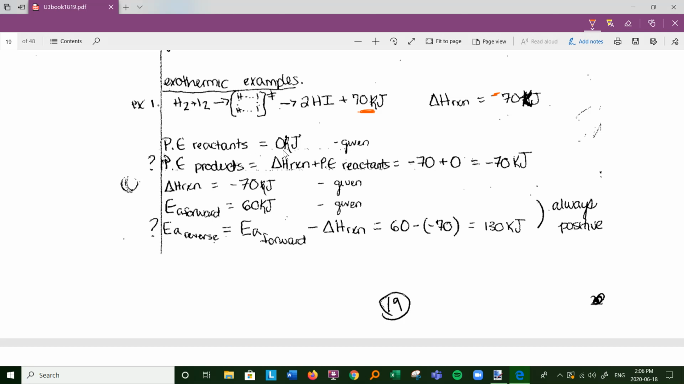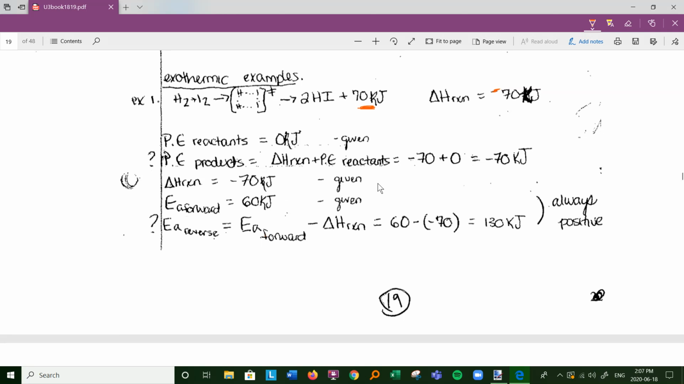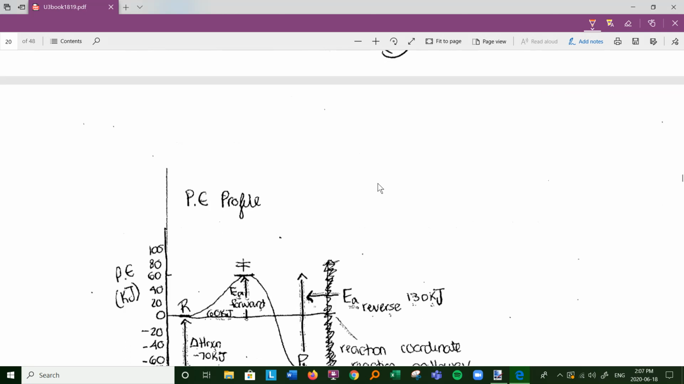So suppose the potential energy of the reactants is 0, then the products are going to be down 70 from that, right? Products would be delta H plus the reactants, minus 70 plus 0, so it's 70 down. And EA forward, well, you're given 3 of the 5, and you've got to get the other 2. So EA forward is given as 60, so EA reverse is EA forward minus delta H. So 60 minus a minus 70, 130. So once you get those 5 nuggets of information, you draw them in.